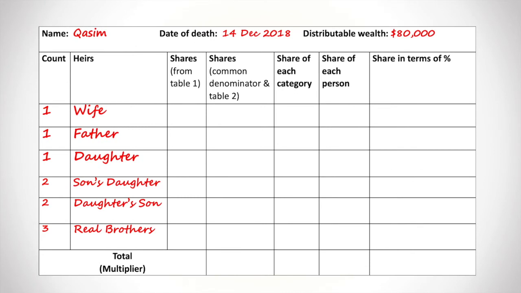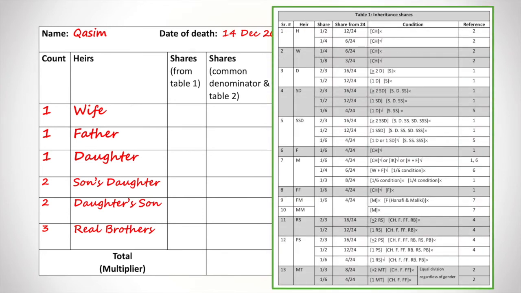We put the information in our template, and our distributable wealth now has turned into $80,000. We go to table 1 and start finding these relatives. Wife will get a share of 1/8 because there are children present. There is a daughter, there is son's daughter, and both of them classify as children. So wife gets 1/8, father gets 1/6 because there are children present.